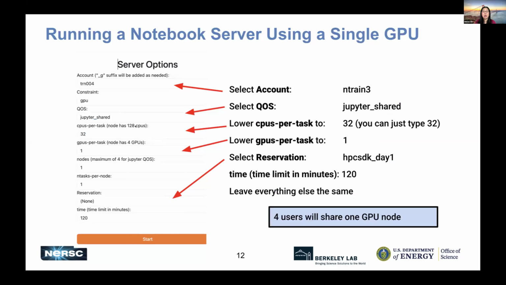Once you choose the configurable job, the last option, fill in ntrain3 as the account. Leave the constraint as GPU, untouched, and for the QoS choose jupyter_shared from the drop-down menu. Then you put in 32 CPUs, 1 GPU, 1 node, 1 task. The reservation is also a drop-down menu, and you choose HPC SDK Day 1. You put in 2 hours and now, or 1 hour later, and then click start. Then you'll get a node immediately.